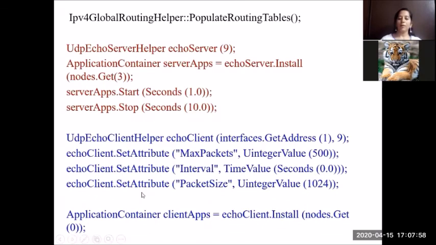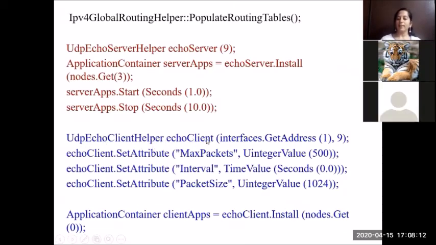Okay, now the client application. So I've finished with the server. Now I have a class by the name UDP echo client helper for the echo application. This is the class and this is the object.